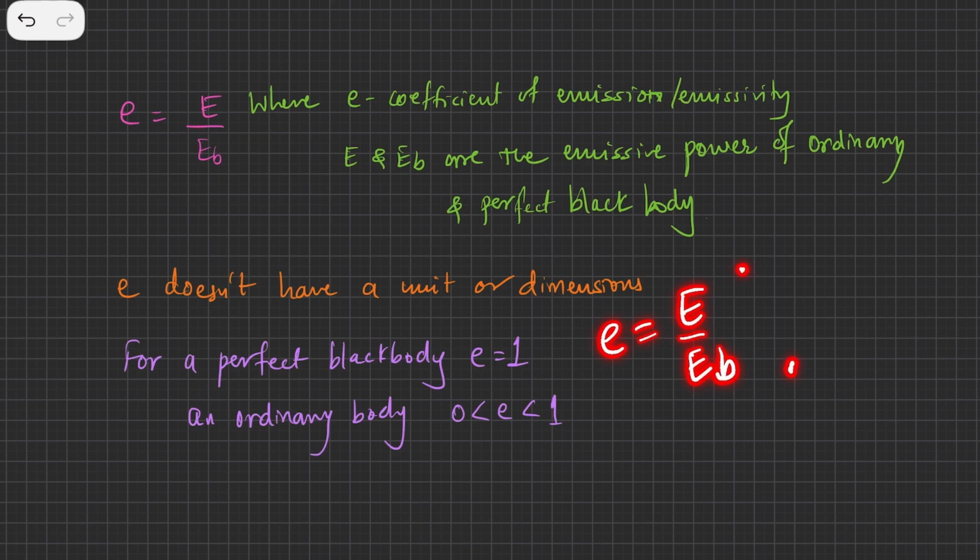Now, as we know, the emissive power of an ordinary body will always be less and the emissive power of a black body will always be more for a given temperature. So the numerator is always less than the denominator, so the value will always come between 0 and 1. So emissivity or coefficient of emission will always have values between 0 and 1.